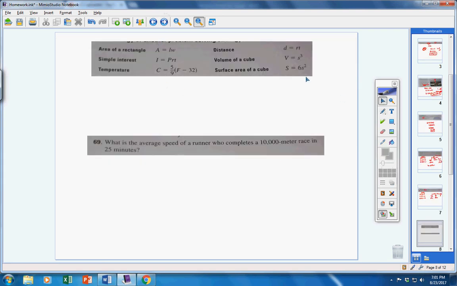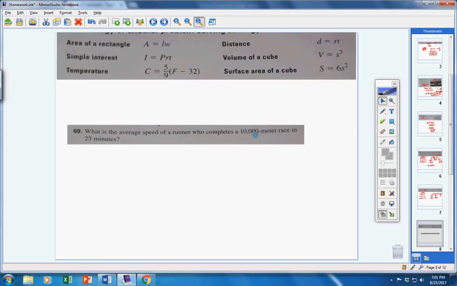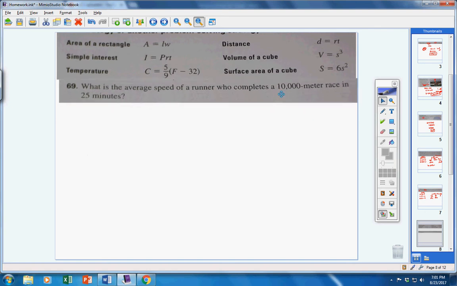Number 69. Alright, here we go. We're going to use one of these formulas for number 69. Now it says, what is the average speed of a runner who completes a 10,000 meter race in 25 minutes? Now guys, we've talked about this before, back in lesson 1.1 I believe. When you're dealing with speed and time and distance, this is what we use. Rate times time equals distance.